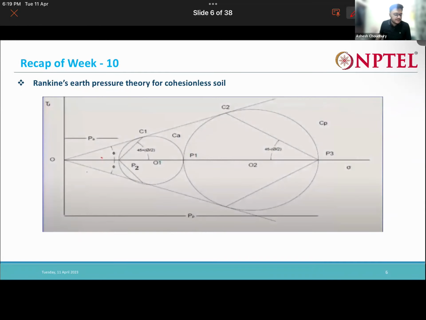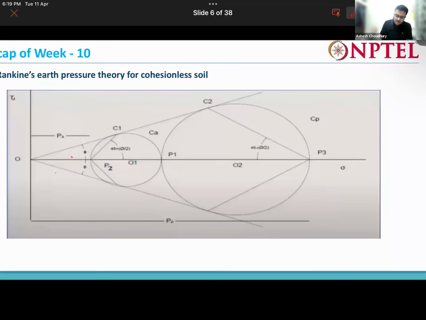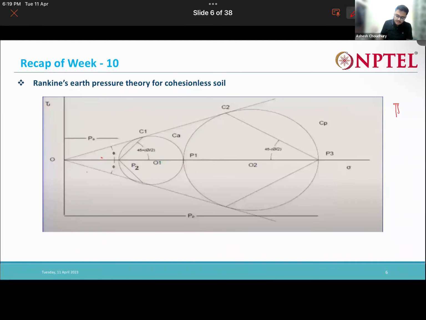Now Rankine gave the earth pressure theory. Rankine actually gave the earth pressure theory for cohesionless soil. Later it was extended to C-phi soil. So in Rankine's case, we had a wall which was retaining a backfill soil, which has C equal to 0 and some amount of phi. It is cohesionless. C was 0.